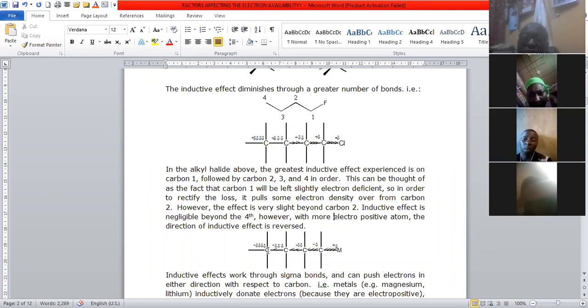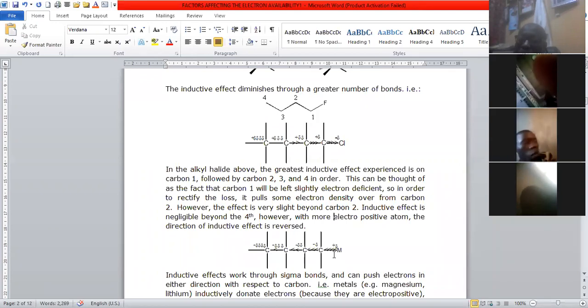There is a situation in which, if you have a metal atom, if you look at this chart here, attached to a carbon chain, carbon is more electronegative than metal. So carbon will be pulling electron from the metal towards itself.